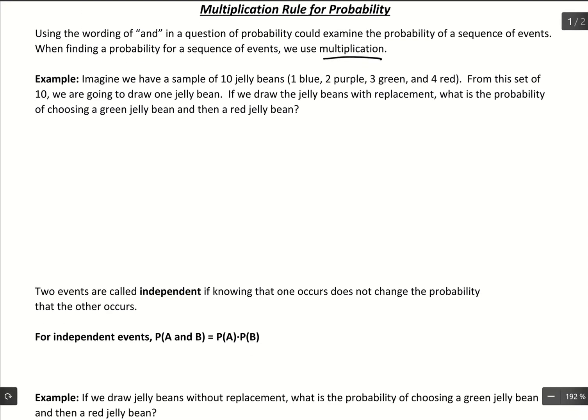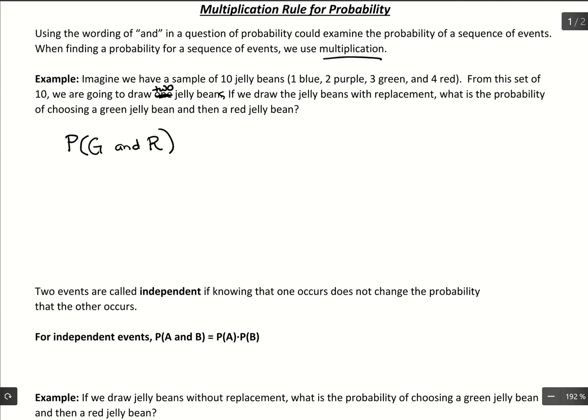So we have our 10 jelly beans: 1 blue, 2 purple, 3 green, and 4 red. And from this set, we are actually going to draw 2 jelly beans. Sorry, that says 1 there, but we're getting 2 jelly beans. So if we draw the jelly beans with replacement, what's the probability of choosing a green jelly bean and then a red jelly bean? For our notation, we use P of G and R.